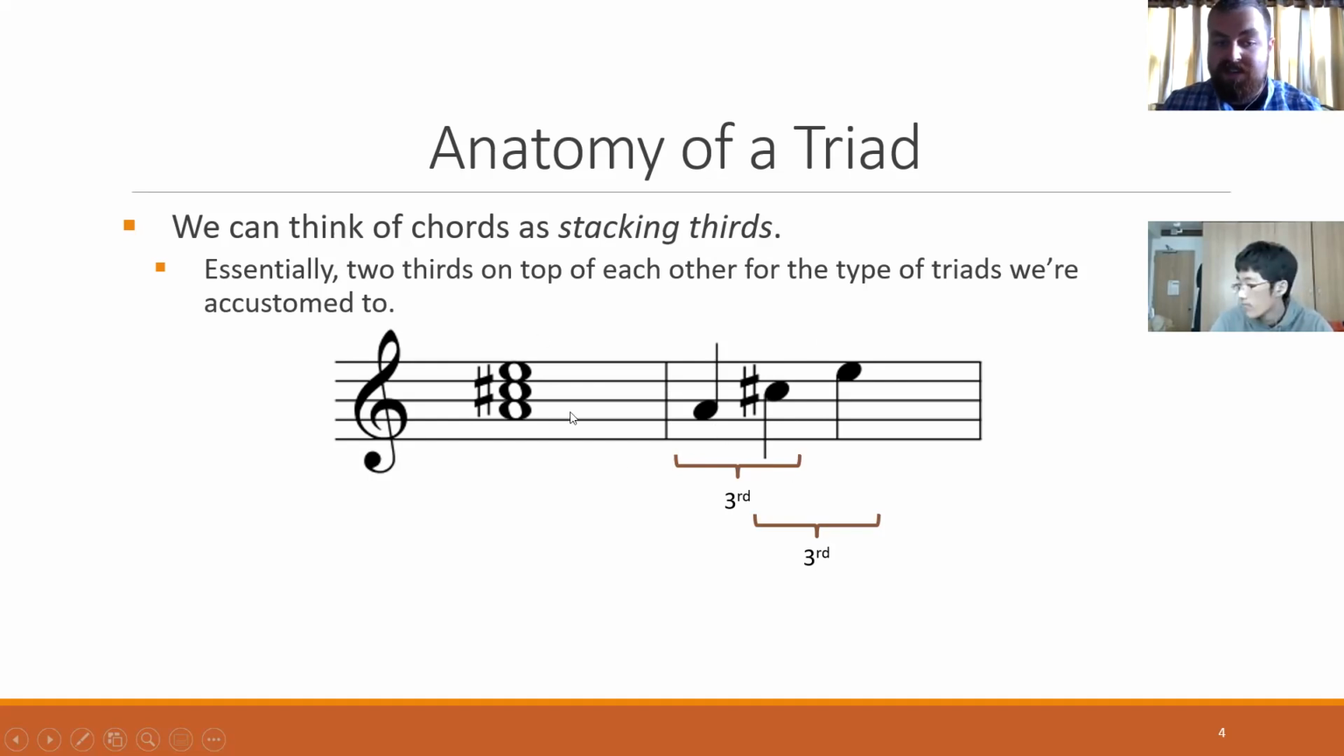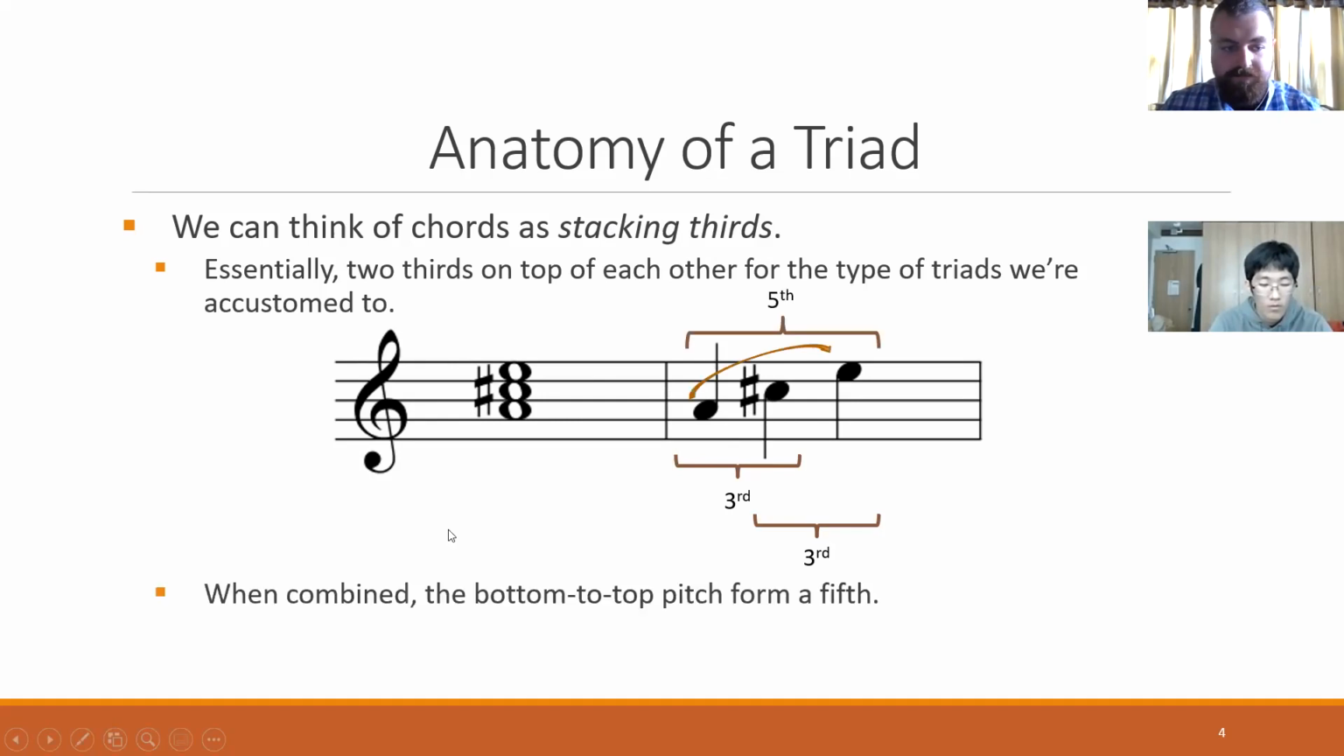That gives us this in Western music, whether it's classical or pop or whatever. This is what we think of when we think of a triad or a chord: stacked thirds. When combined, the bottom and the top note form a fifth.